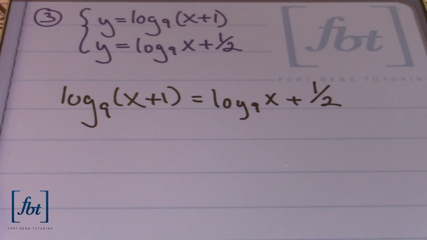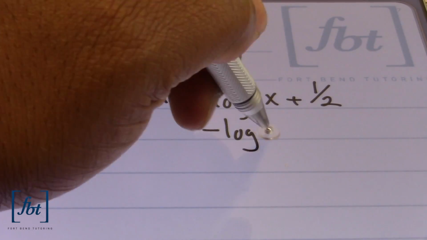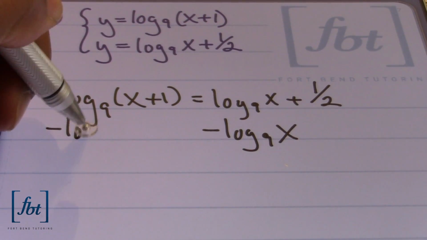I'm going to then put all of our terms that have the variable x on one side of the equal sign, so that means I'll be subtracting log base 9 of x from both sides of the equal sign, like so.